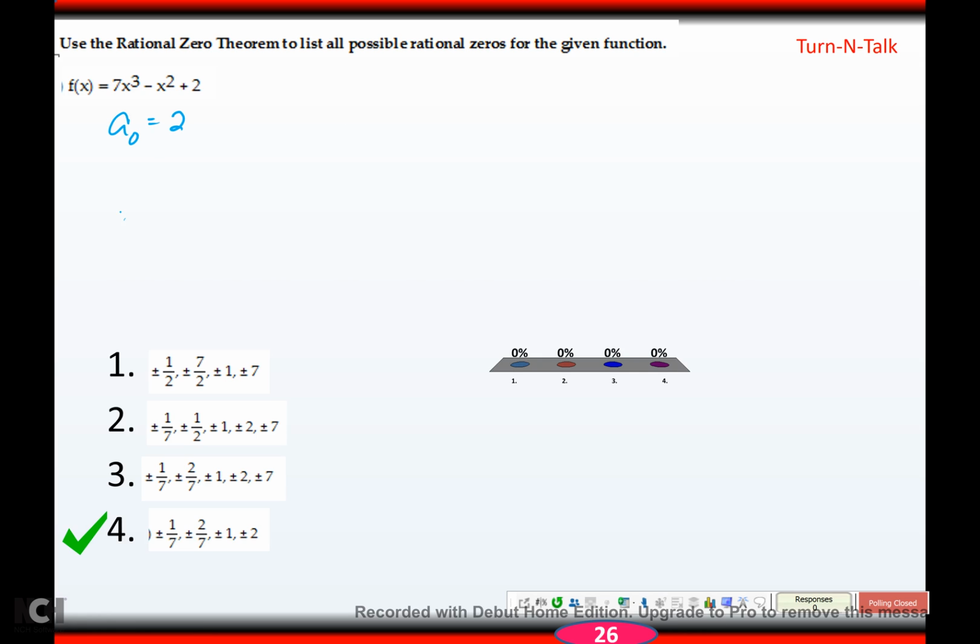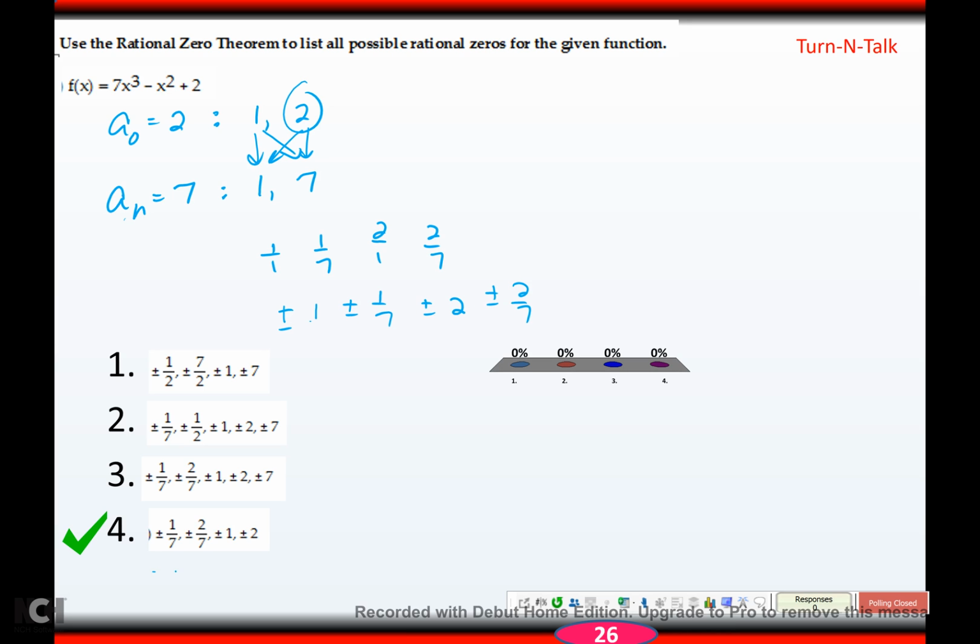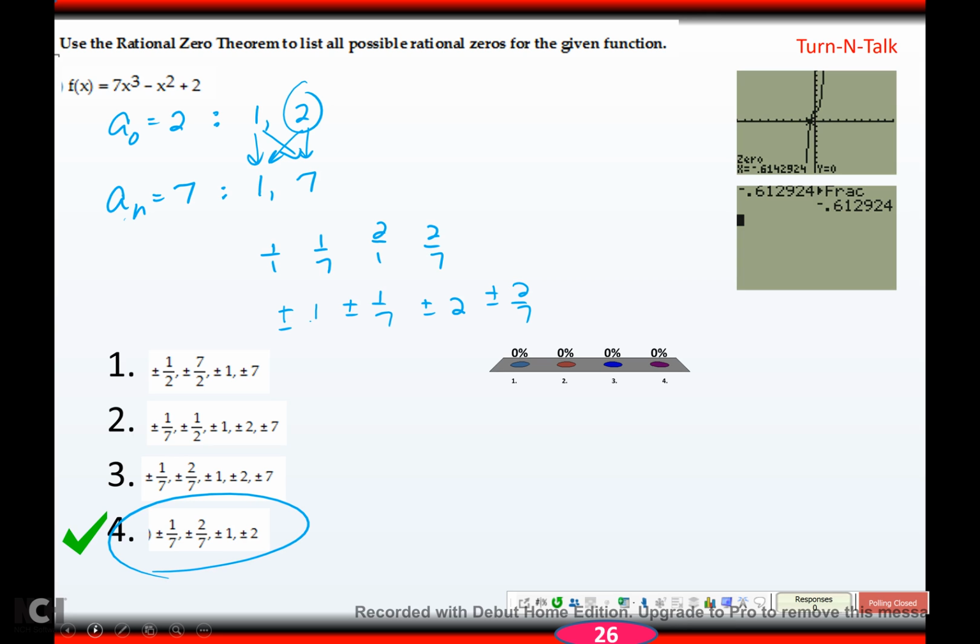My a sub naught is 2. My leading coefficient is 7. Factors of 2 are 1 and 2. Factors of 7 are 1 and 7. So 1 over 1, 1 over 7, 2 over 1, 2 over 7. Add your plus or minuses: plus or minus 1, plus or minus 1/7, plus or minus 2, plus or minus 2/7. Those are all the possibilities.